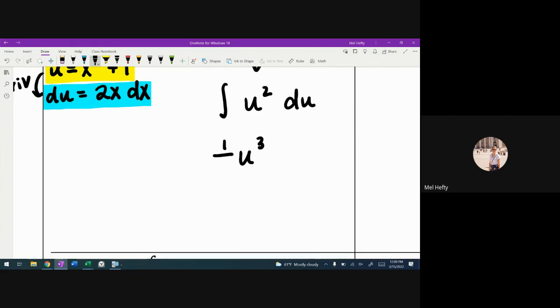All right, need to divide by 3. I like using a 1/3. Does anything happen to the du? Does anything happen to the dx normally? Yeah, it kind of disappears with our integral notation, but what does appear? Plus c.